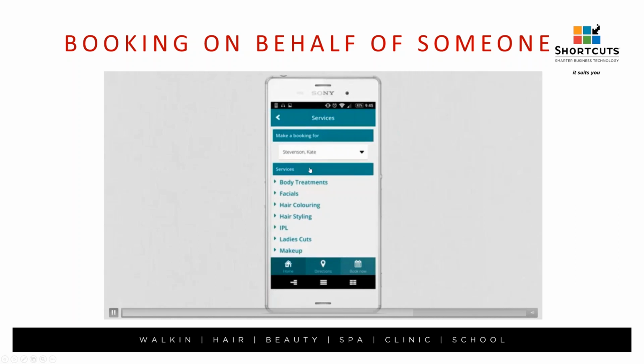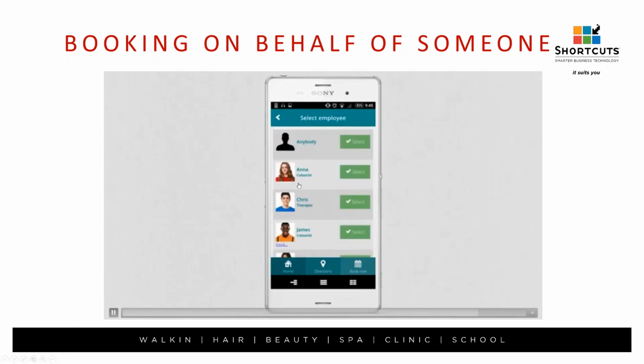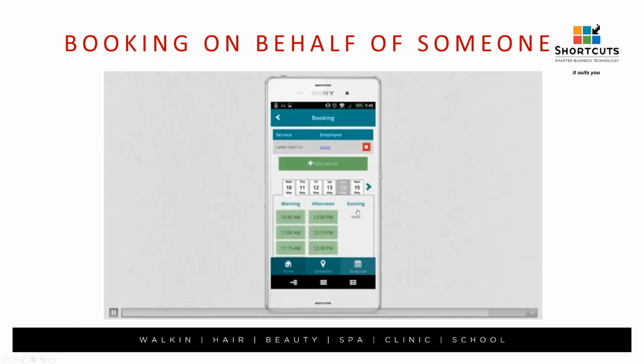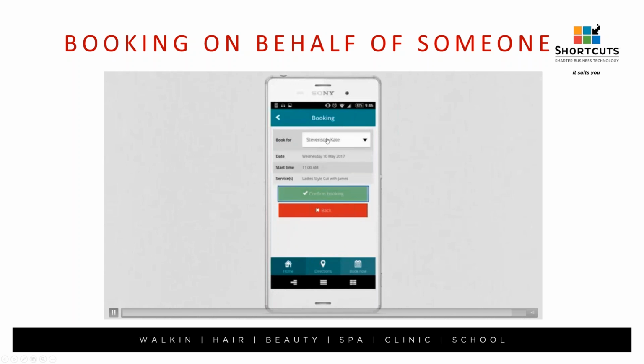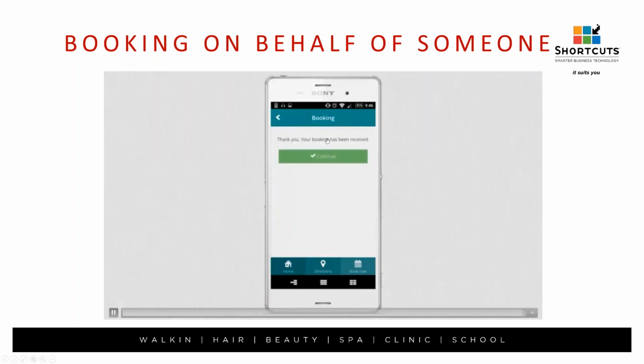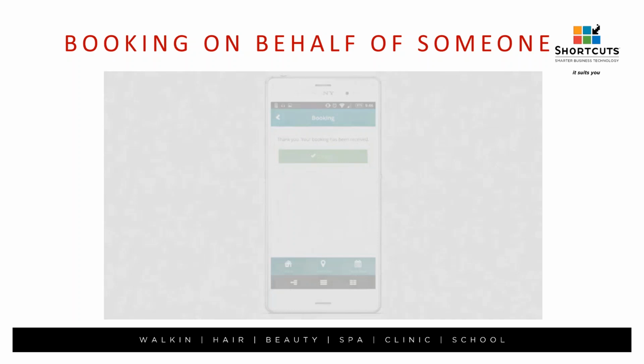Zoe is now making the booking for Kate. As you can see in the field up the top, it's selected for Kate. She goes through and chooses her category, and then the service and the stylist. Confirming the booking date and time for Kate Stevenson. Now, because we added in Kate's email address at the time of adding the other person, Kate will receive the confirmation email also of her booking.